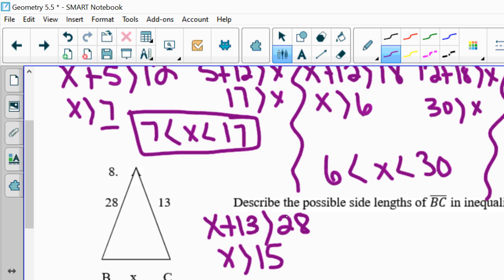So now I take the two numbers that they gave me, 28 plus 13, that has to be bigger than X. So 28 plus 13 is 41. So X has to be smaller than 41. So any number between 15 and 41 would work to make this a triangle.